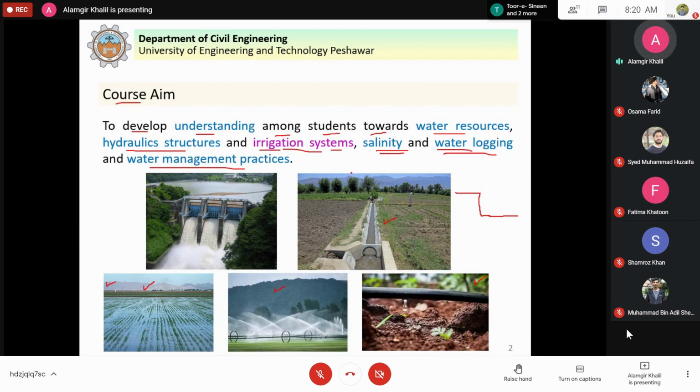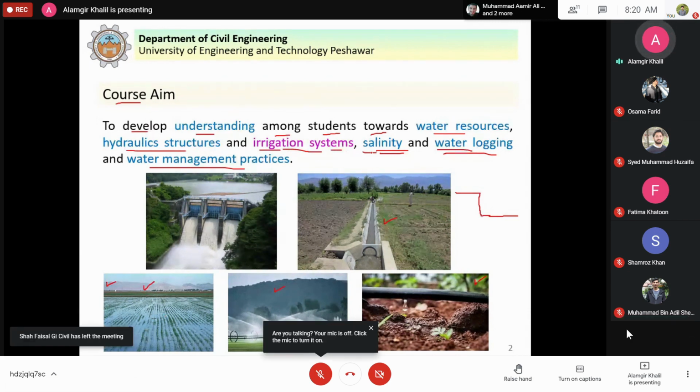This is one way we can deal with salinity. But on the other side, if the water table is very high, the same salts can come up to the root zone and top of the soil and make it less productive. So we will study about this salinity and waterlogging.